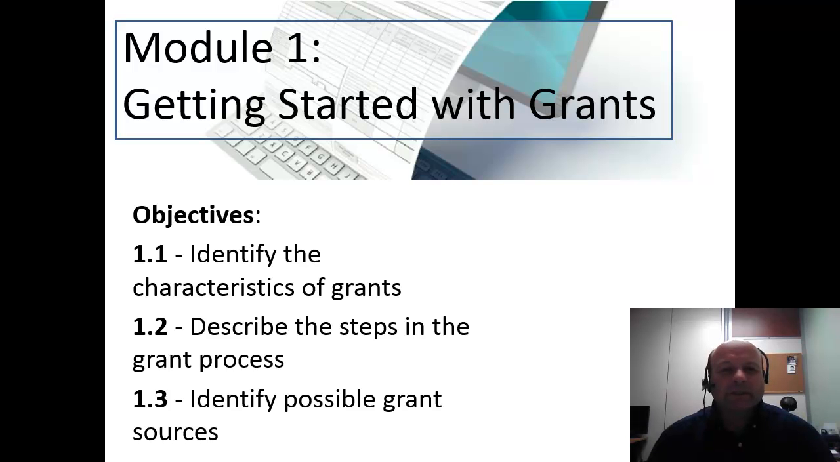Welcome to Module 1, Getting Started with Grants. In this module, we'll cover three objectives. Objective 1.1, to identify the characteristics of grants. Objective 1.2, describe the steps in the grant process. And Objective 1.3, identifying possible grant sources.